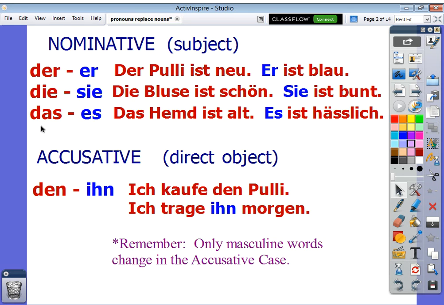With neutral, das, we're going to use es. Das Hemd is replaced by es. In the accusative case, we might have something masculine, which would be den. It is replaced by the pronoun ihn. Okay, so replace den Pulli with ihn. Only the masculine changes in the accusative case. The die and the das will stay the same.